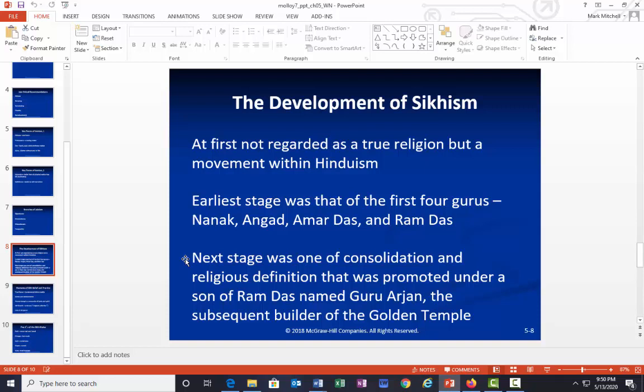Now, one night, Nanak had an experience so powerful that he considered it to be a revelation. So he was bathing, and then he went into the forest.